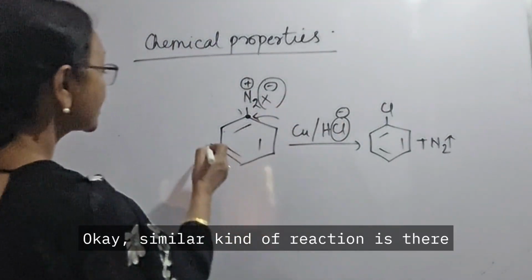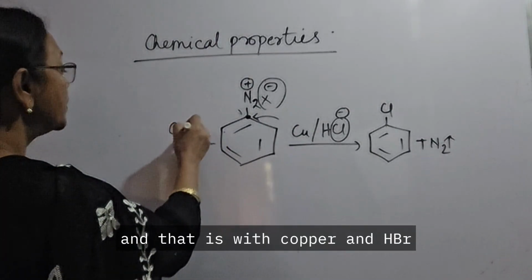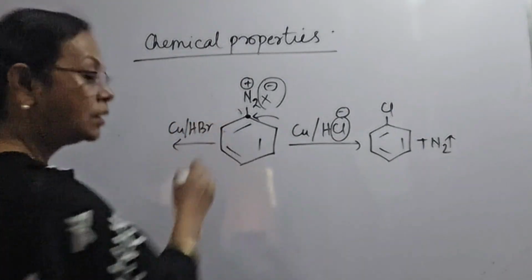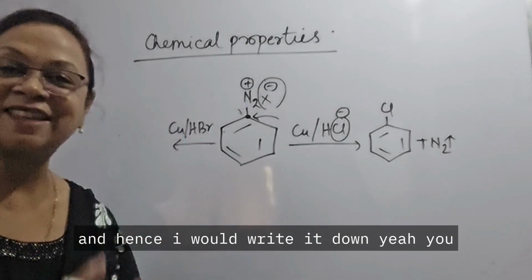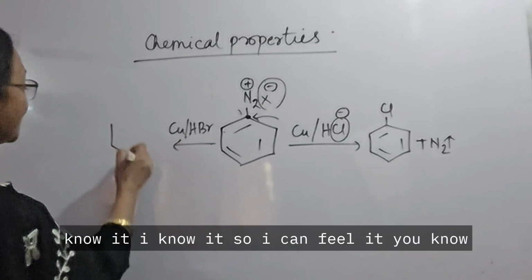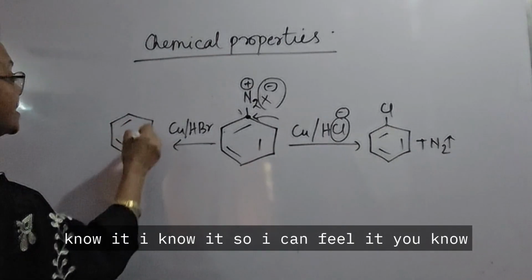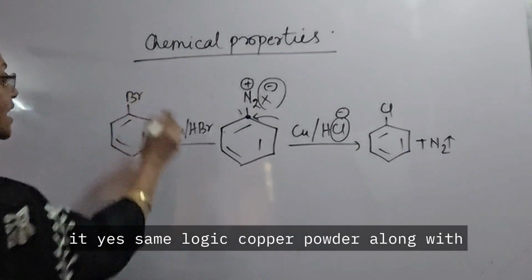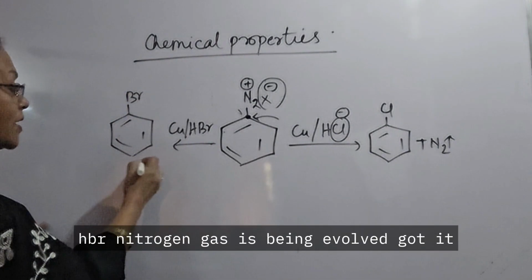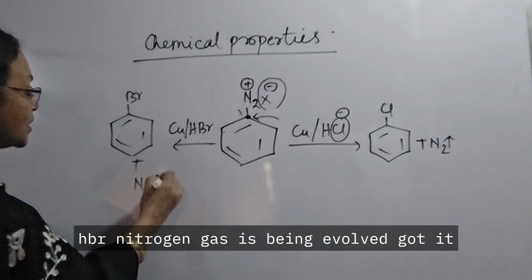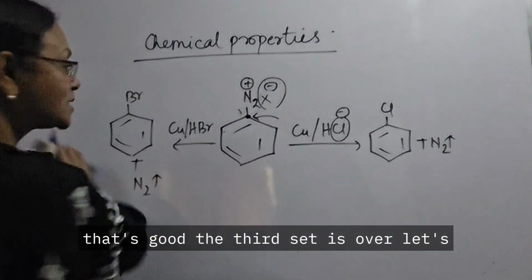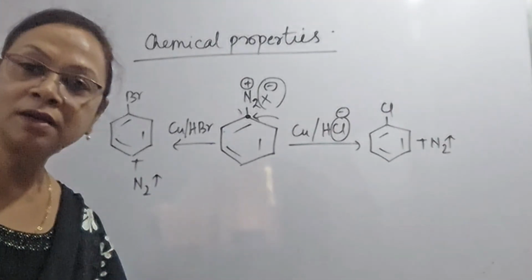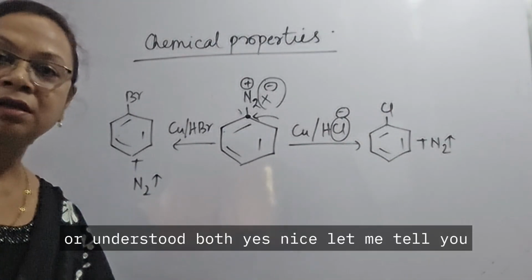Okay, similar kind of reaction is there, and that is with copper and HBr. What? I shouldn't do this reaction? No, just check your product and hence I'll write it down. Yes, same logic. Copper powder along with HBr, nitrogen gas is being evolved. Got it? That's good. The third set is over.